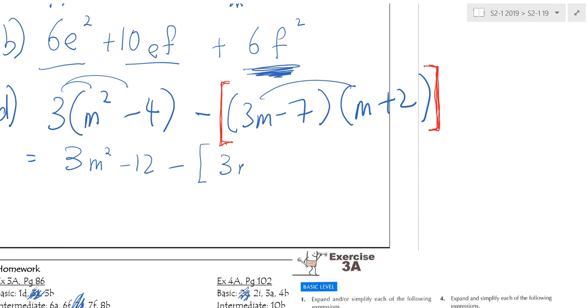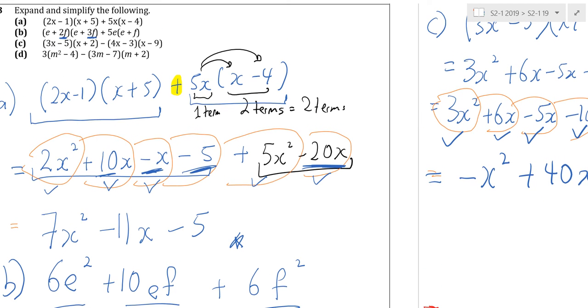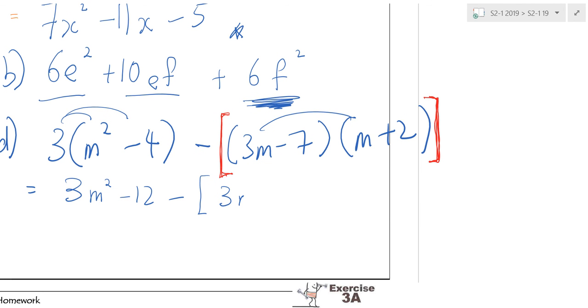3 minus 12, right? I copied wrongly. Correct one. Minus 12, right? 3 times minus 4 is minus 12. Okay. Now this one, 3m times m, what do you get? 3m squared. 3m times 2 plus 3m times 2. Take calculator, 3 times 2 is what?